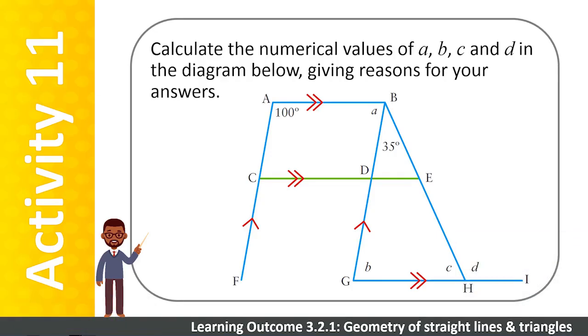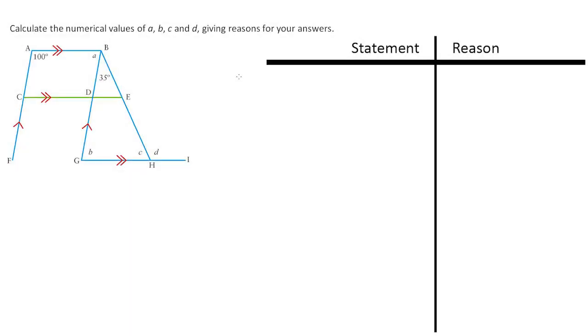Now we will watch a lecturer working through the solution. Let's consider the following example. Calculate the numerical values of A, B, C, and D, giving reasons for your answers. What do we have here in front of us? We have parallel lines, AB parallel with CE, parallel with GH. We also have AF parallel with BG.